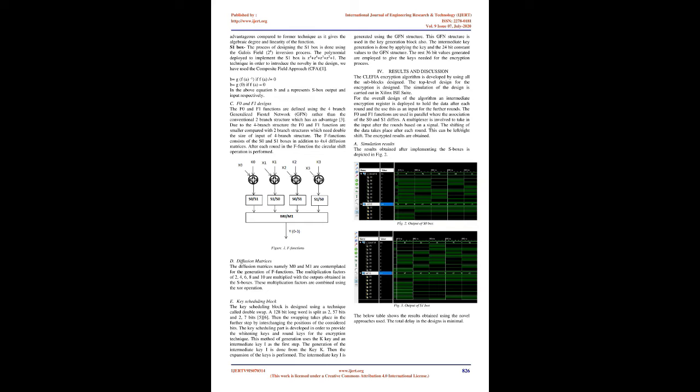B equals G(F(A)^-1) if A is not equal to 0. B equals G(0) if F(A) equals 0 in the above equation. B and A represent the S-box output and input respectively.